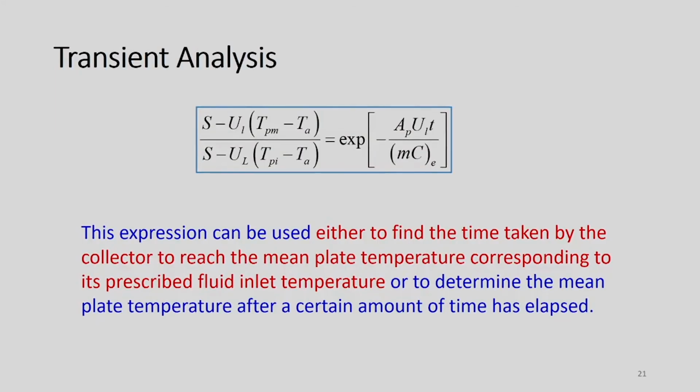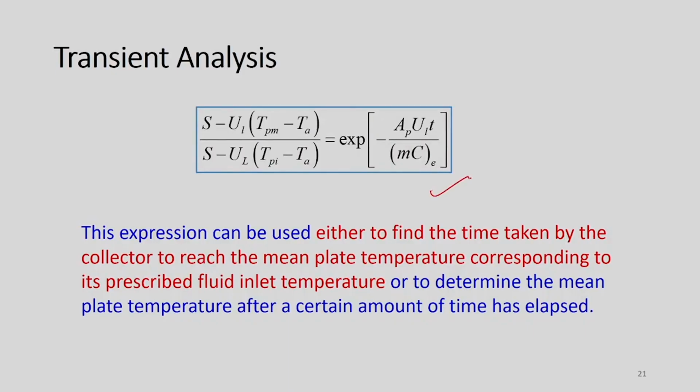Also sometimes transient analysis is important, because we need to know what is happening with time. How much time it will take to get a uniform temperature of the absorber plate. This kind of expressions can be generated for transient analysis. This expression can be used either to find the time taken by the collector to reach the mean plate temperature corresponding to the prescribed fluid inlet temperature, or to determine the mean plate temperature after a certain amount of time has elapsed. So straight away you can use this equation for those two conditions.